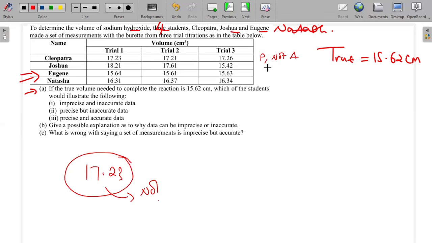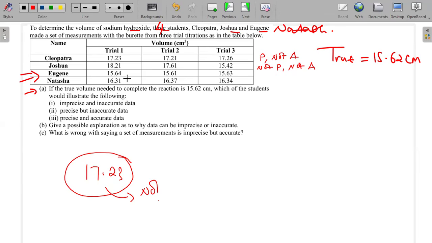Okay, what about the second one, who is Joshua? So when I look at the measurements there, there's 18, 17, and then 15. So these measurements are not close to each other, so they are not precise. Okay, they're not precise. And if something is not precise, then it can never be accurate. Okay, it can never be accurate because it means the measurements are just going all over. So here we're also going to conclude that it is not accurate. Okay, immediately something is not precise, then it cannot be accurate.